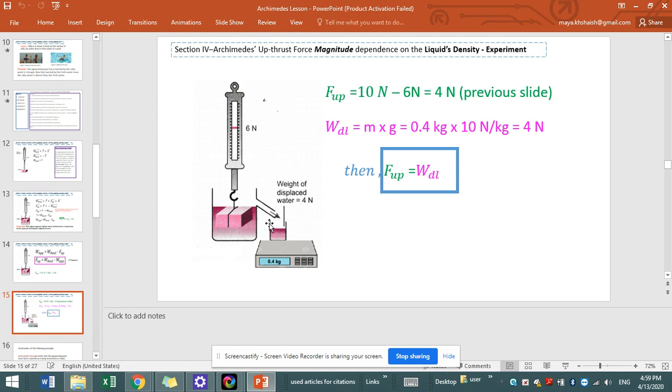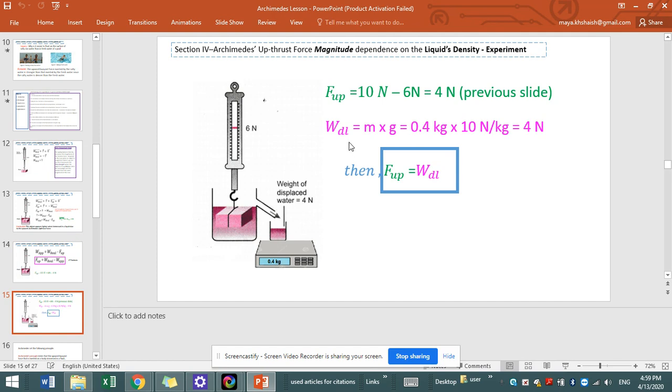This water is collected in a beaker in which the mass of the water is measured without the beaker. First we put the beaker empty on the mass balance, we set the balance to 0, then we immerse the solid in the water, allowing some water to flow out until the block is at equilibrium. The mass of the water displaced is 0.4 kilograms.